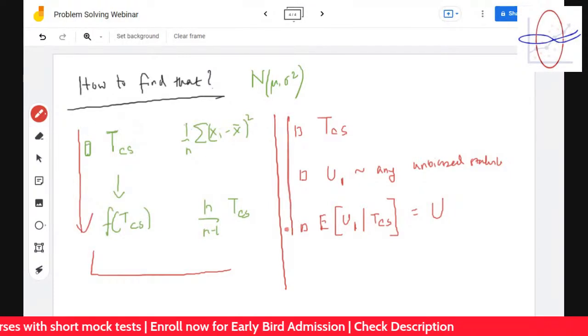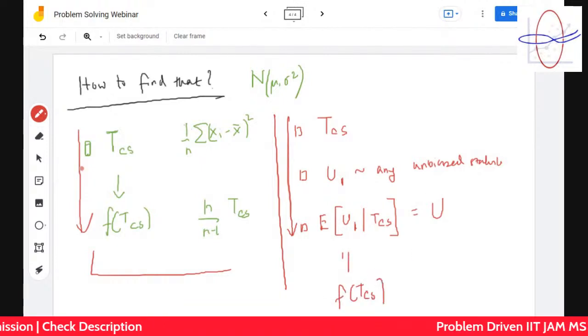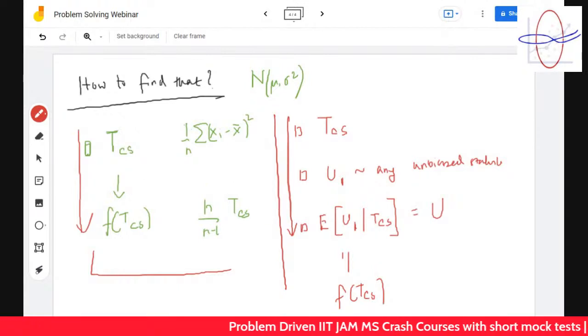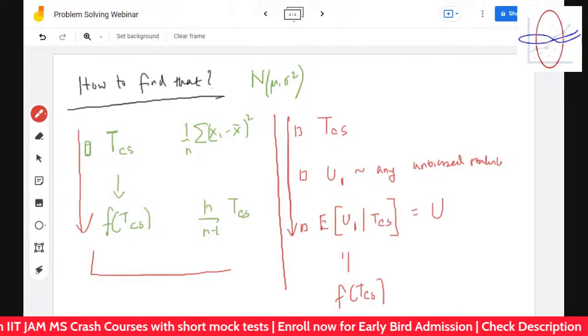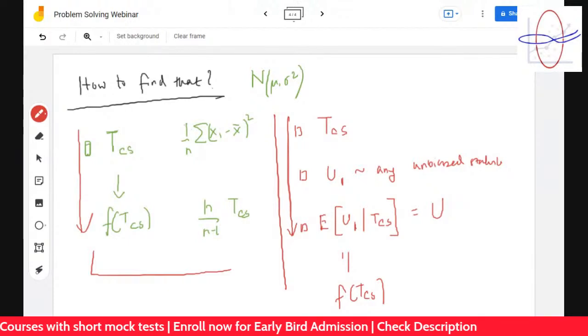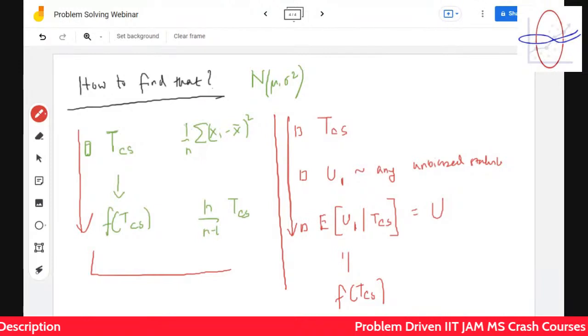These are the only two steps that you can do. The main idea is that this is also a function of T_CS actually. So essentially, your idea is to find a function of T_CS, that is the complete sufficient statistic, which is an unbiased estimator of g(theta). The rest will follow. Okay. Did you understand the algorithms, guys? These are the two algorithms. Okay.